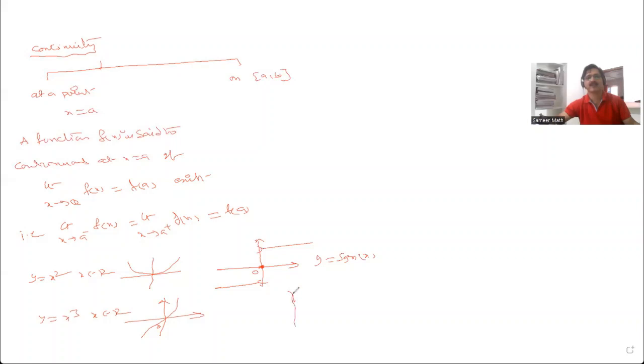Suppose I take one more function. See this now, it will be like this: 0, 1, 2, minus 1, minus 2. What is this function? F of x is the fractional part function, that is, x minus step x. I mean to say, if you learn more diagrams, you will have total clarity.